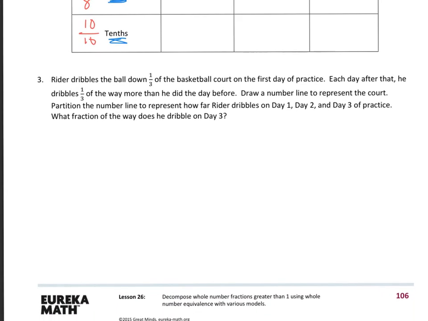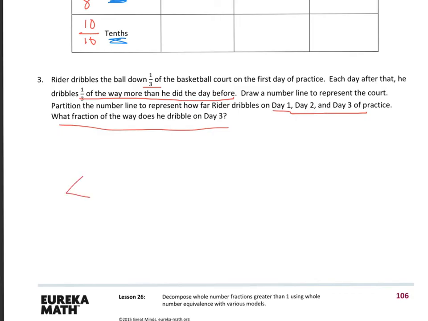Now let's take a quick look at 3. Ryder dribbles the ball down 1/3 of the basketball court on the first day of practice. Each day after that, he dribbles 1/3 of the way more than he did the day before. Draw a number line to represent the court. Partition the number line to represent how far Ryder dribbles on day 1, day 2, and day 3 of practice. What fraction does he dribble on day 3?